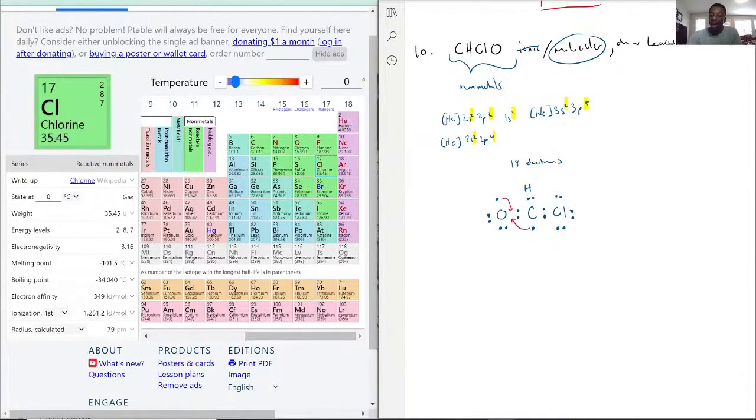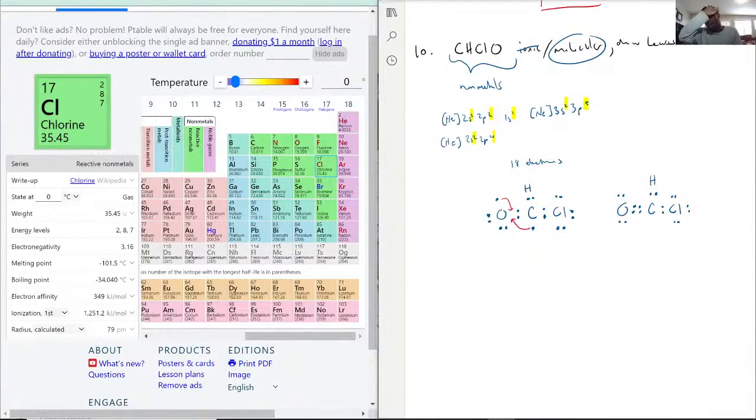So now what we have as a picture for a Lewis structure is carbon, chlorine, a double bond here for the oxygen, and the hydrogen right here. Then we fill out the valence electrons, and then we are done there.